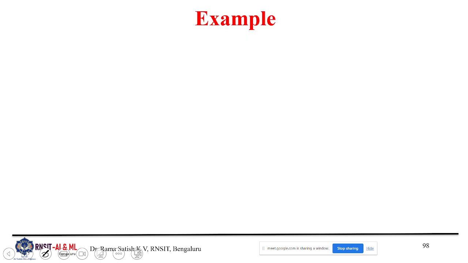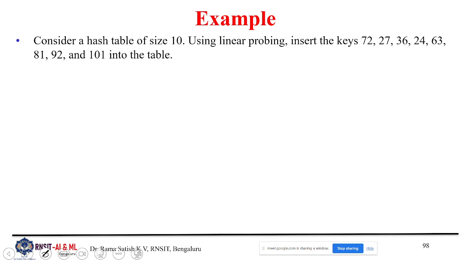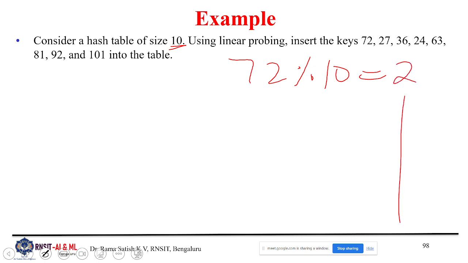Consider a hash table with size 10 using linear probing, with probing applied when there is a collision in hashing. If there is no collision, there is no probing. Now insert key 72, and you know very well 72 modulus the size m, that is 10, gives 2. So this is the 0th location, this is the first location, and in the second location 72 is stored.